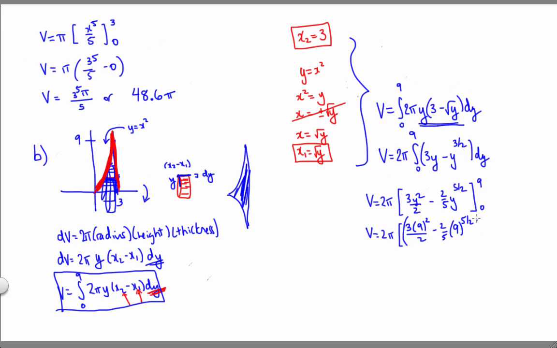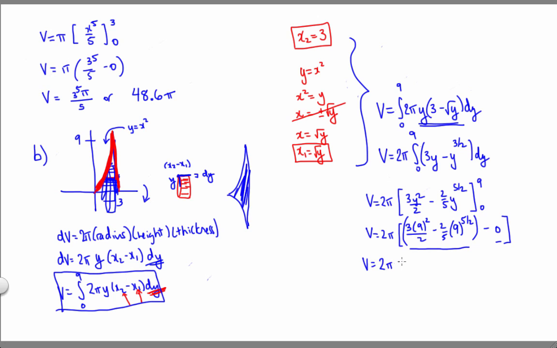Okay, and I really want another set of brackets on here. That's our value at 9, and then we need to subtract off our value at 0. So the square brackets are indicating that 2 pi is multiplying everything through here. Round brackets to show we've evaluated at 9 and then evaluated at 0.